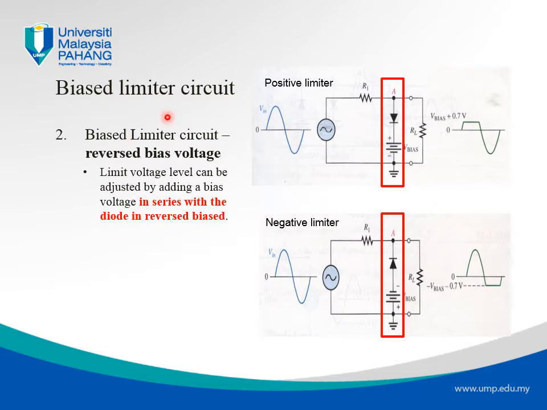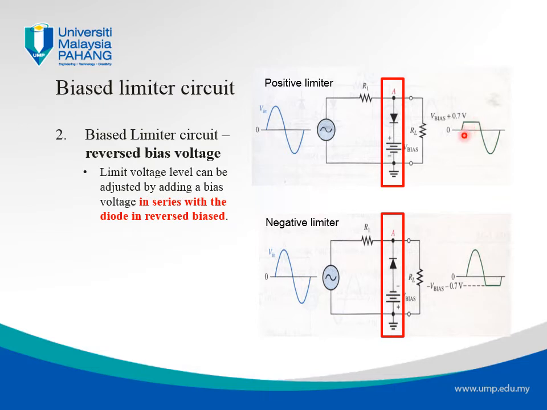Okay, now instead of having just a diode, what we can also introduce is what we call a bias. Now the bias that we call is not the diode bias, but a DC voltage that we add in series with the diode, right? What is the purpose of adding a bias? Adding a bias serves to increase the level of the clipped or the limited voltage.